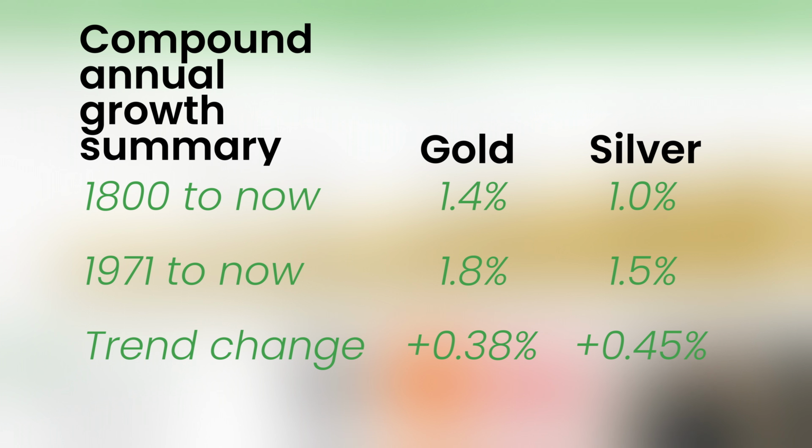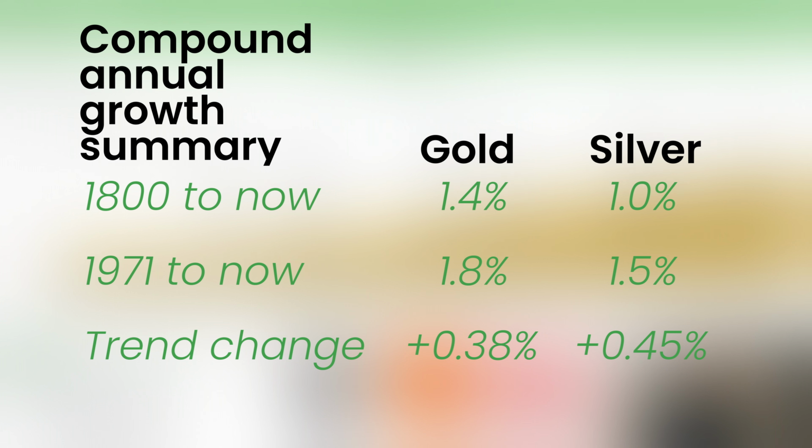So the delta there between the all-time, which is lower, and the last 50 years, which is higher, is actually very close for each. It's 0.38% more compounding percentage points for gold, and it's 0.45% more compounding percentage points for silver.